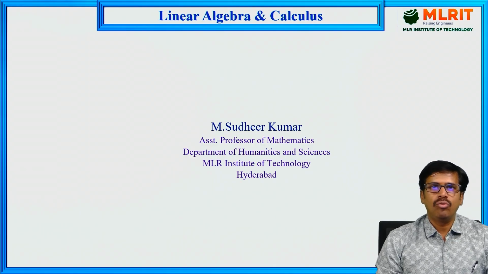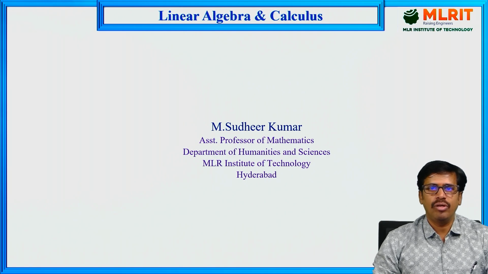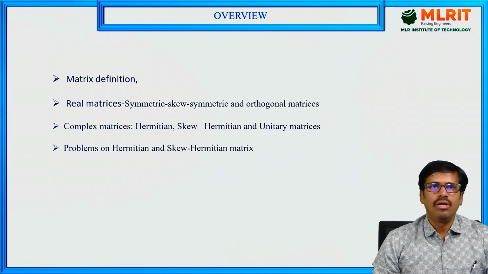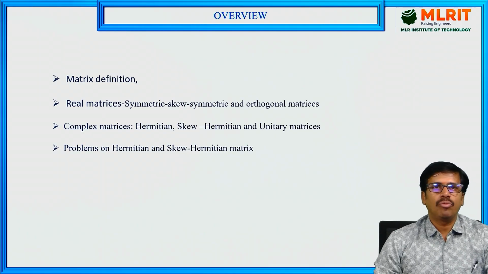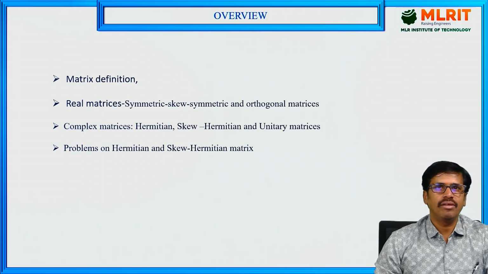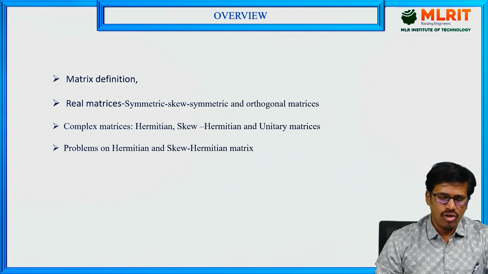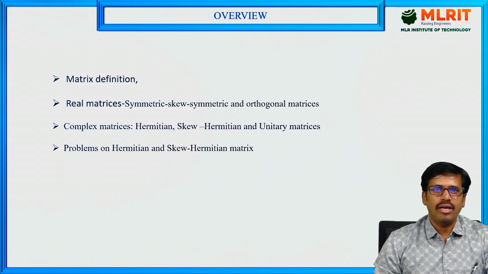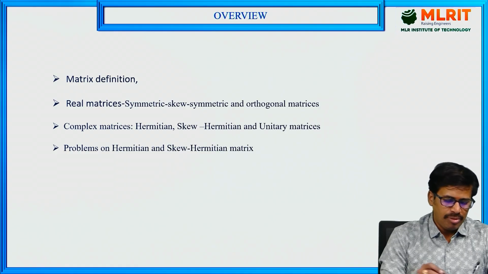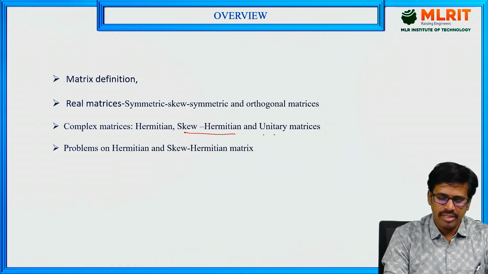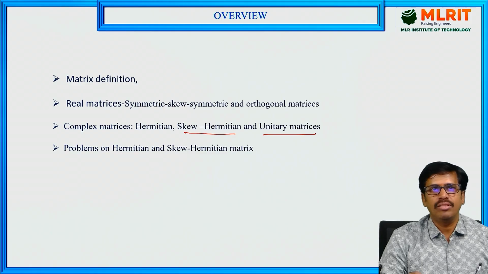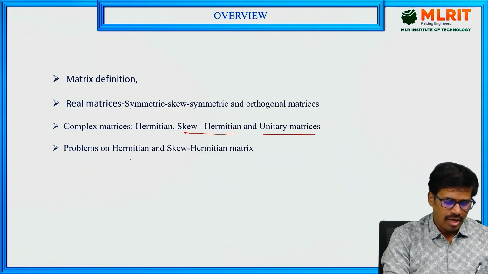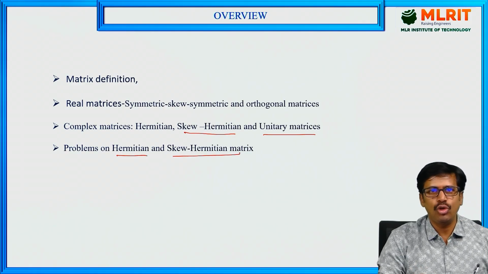Today I am here to give a presentation on Unit 1 on linear algebra and calculus. These are the topics which I am going to cover in this lecture: matrix definition, real matrices, symmetric matrix, skew symmetric matrix, orthogonal matrix. These are all types of real matrices. And coming to complex matrices: Hermitian matrix, skew Hermitian matrix, and unitary matrices. These are the three complex matrices, and problems on Hermitian and skew Hermitian matrix.